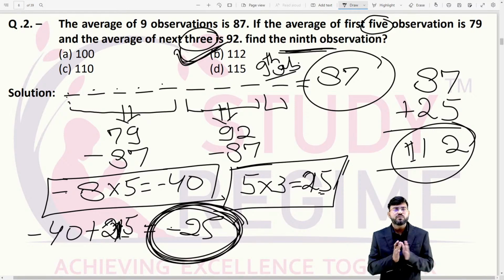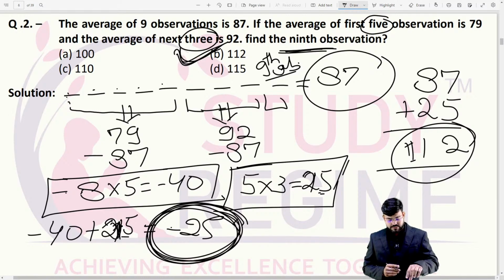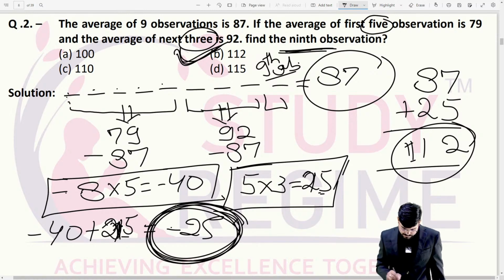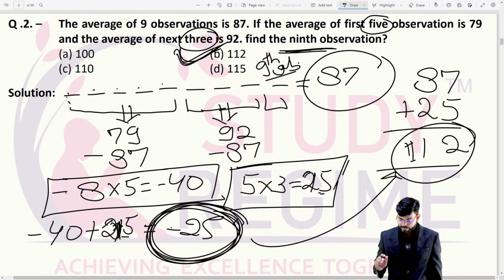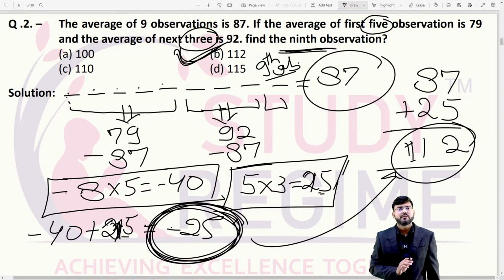In such type of question you can also do this question with another method, but that is a little time consuming. So here it is given that the average of the 9 observations is 87, the average of the first 5 observations is 79, and the next 3 is 92. You just need to subtract the values and find the algebraic sum of the values, and you can calculate like this. Clear? Let's go with the next question.